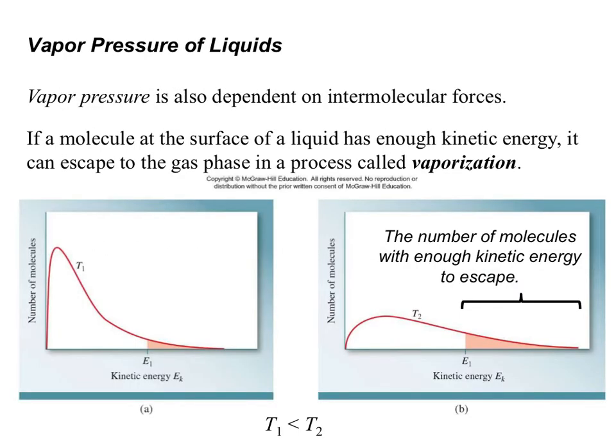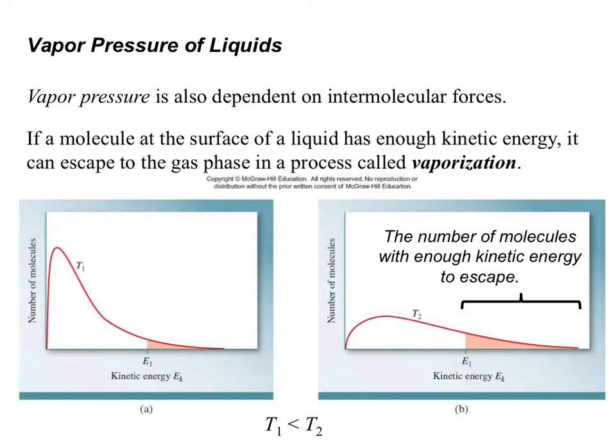Vapor pressure of liquids. Vapor pressure is a measure of the tendency of a material to change into its gas form. Vapor pressure is also dependent on intermolecular forces. If a molecule at the surface of a liquid has enough kinetic energy, it can escape to the gas phase in a process called vaporization.